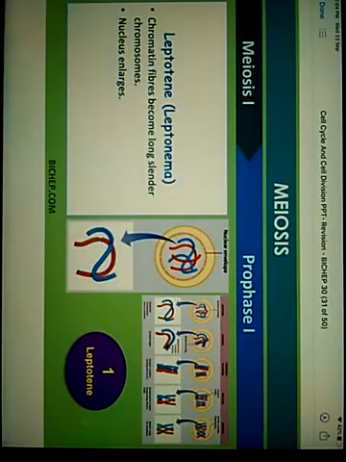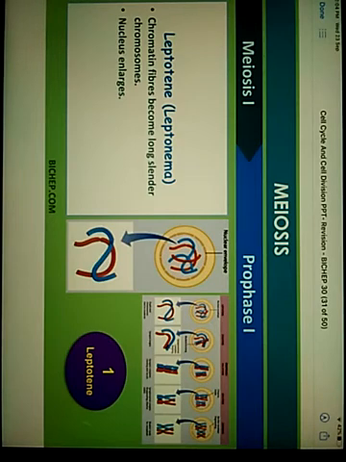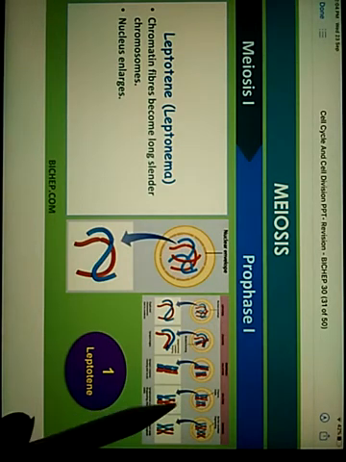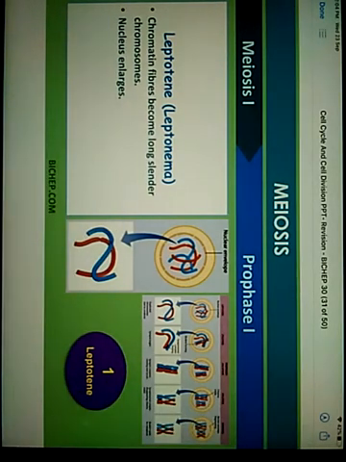Now, due to the condensation of chromosome, the nucleus is getting enlarged, becoming larger. So these are two important characters of leptotene or leptonema, the stage is leptonema or leptotene stage, right? Please take a screenshot of this slide so that you can make a note easily.